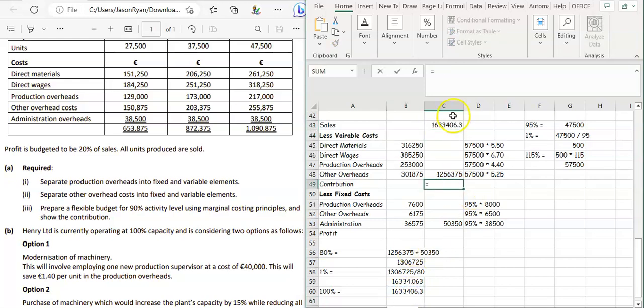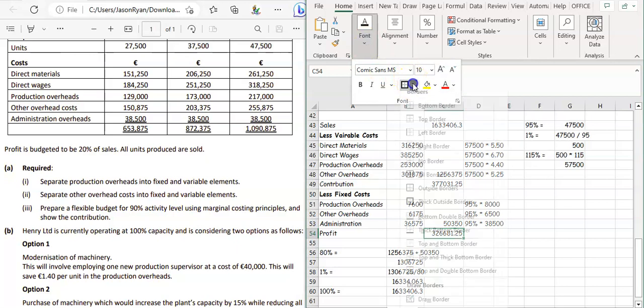So you take your variable cost away from your sales. Then you take your fixed overheads away from your contribution. That gives us 326,681.25. That's how much of a profit you're going to make with option B.